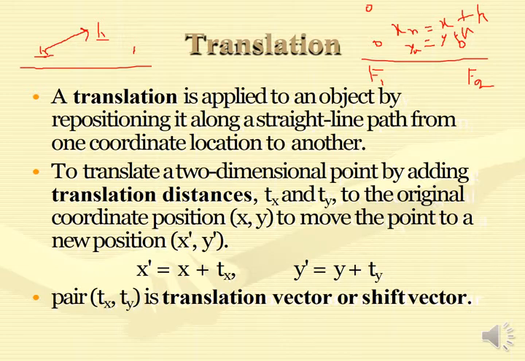So here Tx is the displacement along the x-axis and Ty is the displacement along the y-axis. So the pair Tx comma Ty is the translation vector or shift vector. I think it is clear to everyone now how translation works. So you have to keep in mind that the main concept or equation behind translation is x plus the displacement and y plus the displacement along the y-axis.